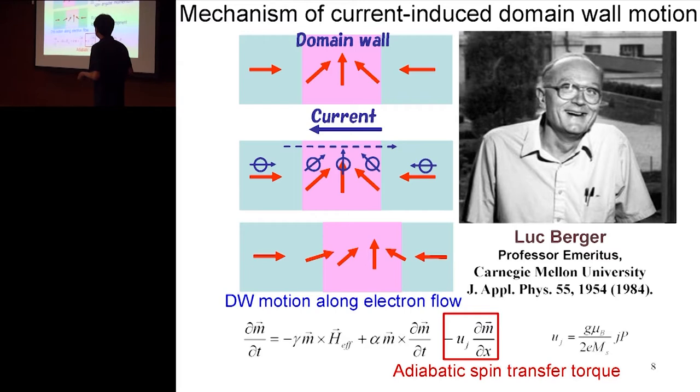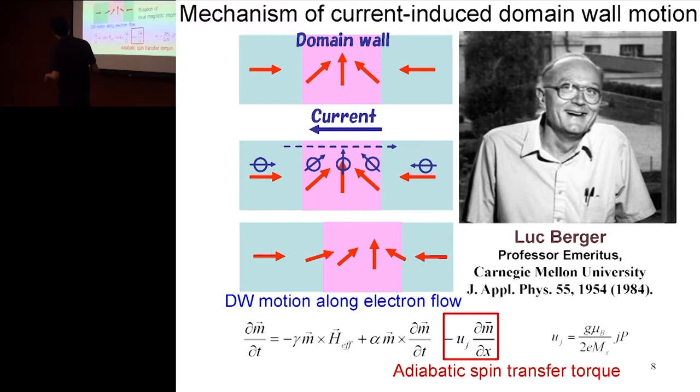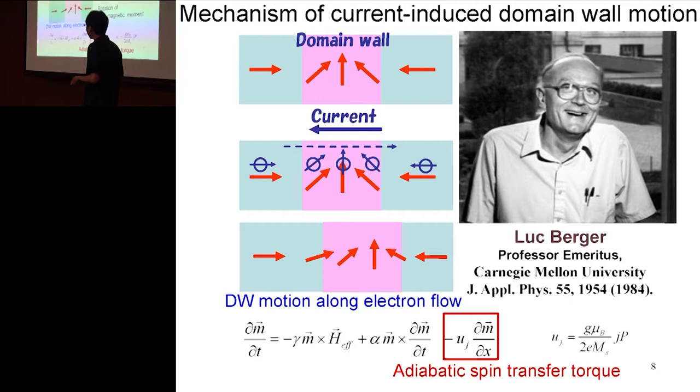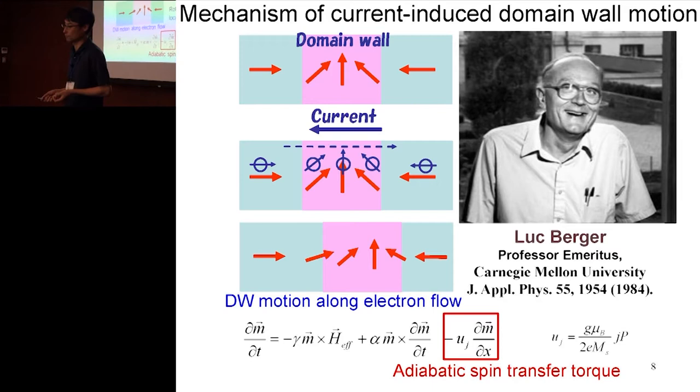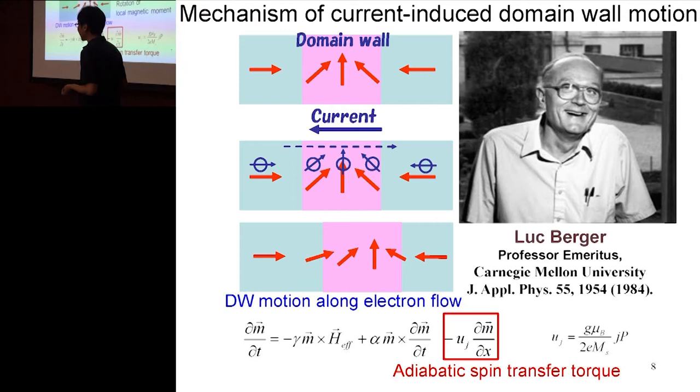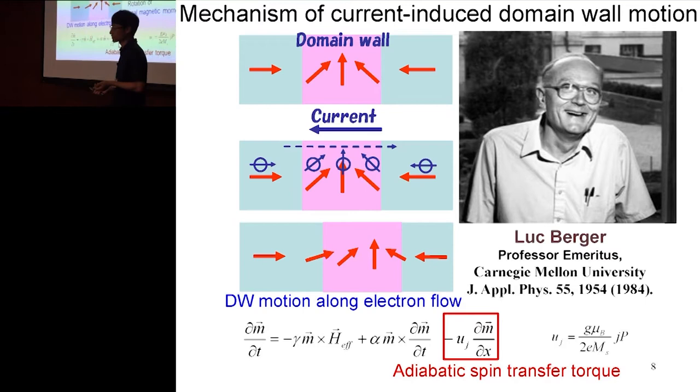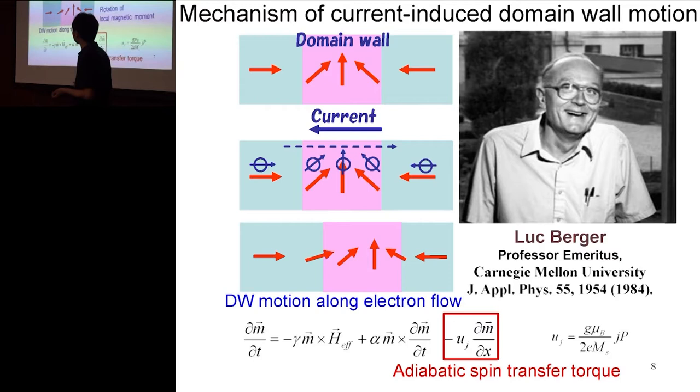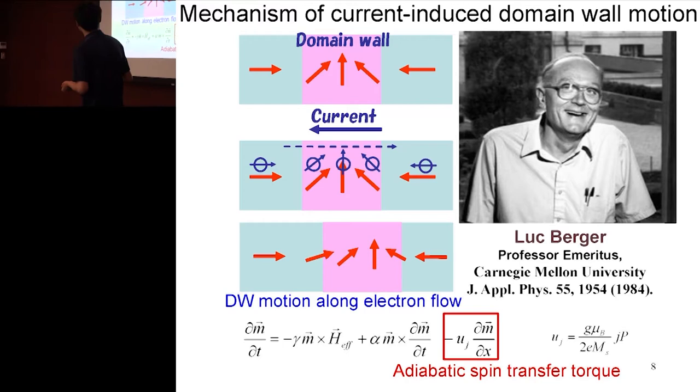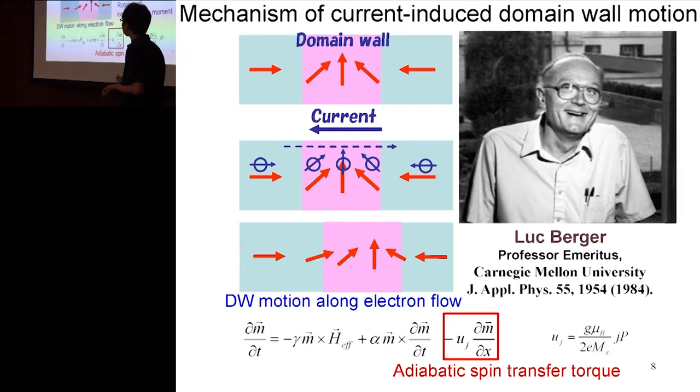When you inject your electric current, your conduction electron is now moving from left to right. And this blue arrow indicates the spin direction of your conduction electron. Here we assume there is an interaction between this conduction electron spin and the local magnetic moment, called the s-d interaction. By this interaction, the spin of the conduction electron follows the direction of the local magnetic moment. Through this trick, the spin direction of the conduction electron is now rotating anticlockwise, right?